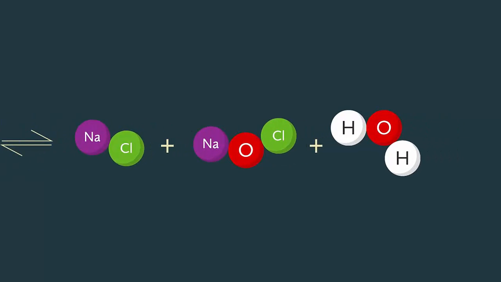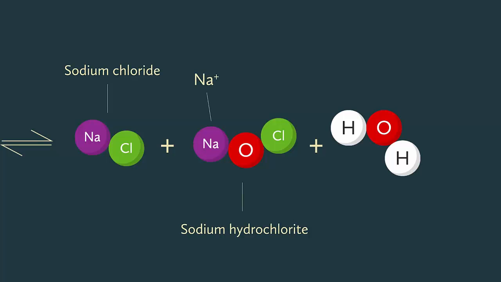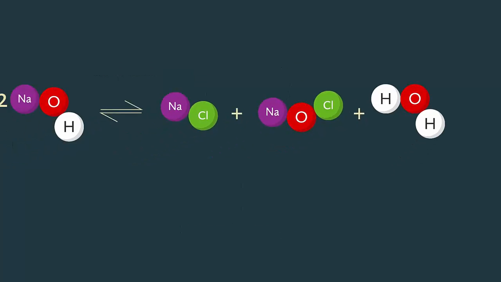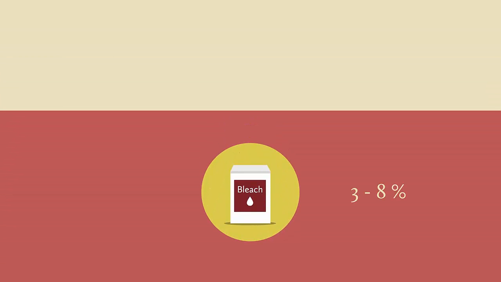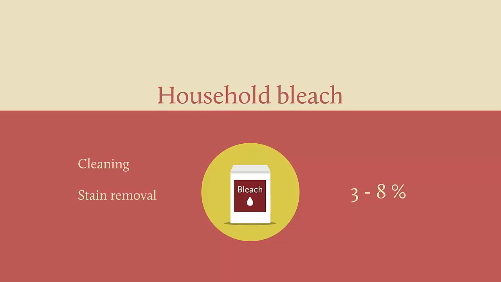As well as sodium chloride salt and water, we also get sodium hypochlorite, made up of a normal sodium 1 plus cation and the hypochlorite 1 minus anion seen here. This reaction is very popular in industry because the resulting mixture of the three products works perfectly as a bleach, and once it's been diluted to a 3 to 8% aqueous solution, that's exactly what it's sold as: household bleach for cleaning, stain removal from fabrics and sterilising.